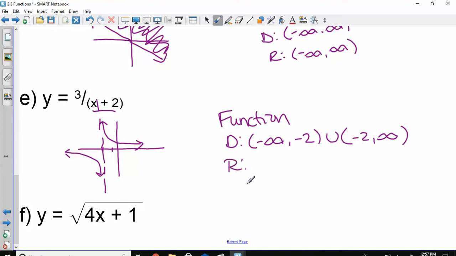Okay, the range. If I look at this graph, this piece is going down forever, so we're going to negative infinity. That piece is going up forever, but where's the piece where we break? What's the one thing we're not hitting? The x was -2. Think horizontally. 0. Will you ever do 3 divided by a number and get 0 for an answer? No. So my range is everything but 0.